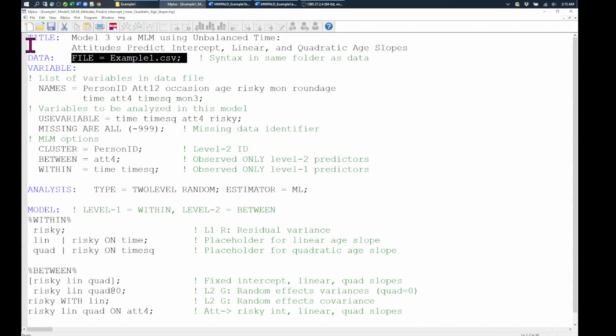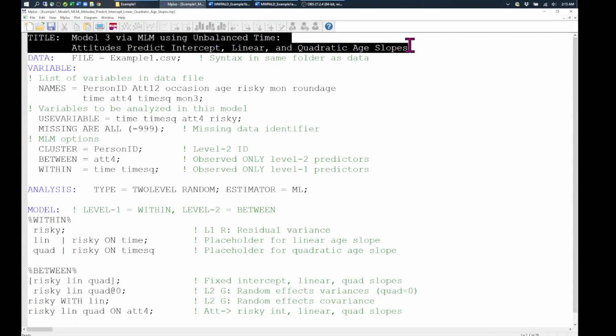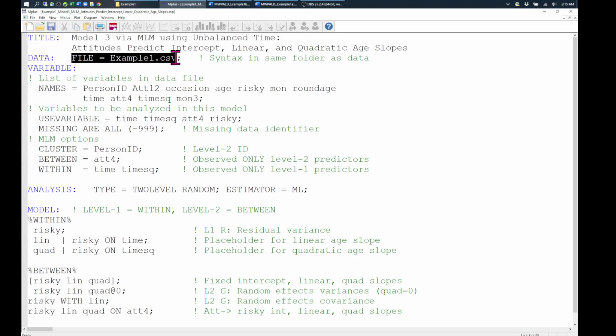So the command's title is just what it sounds like. These are words that will appear on your output. Data tells it where the data file is and what format it is. So if your data set is stored in the same physical folder as this syntax INP file, you don't have to put the path to the data set. Otherwise, you do. The default is that it's individual level data and that it's free format, so it's comma separated. You can also provide matrix input if you need to for these things.